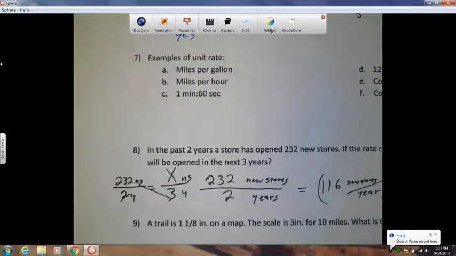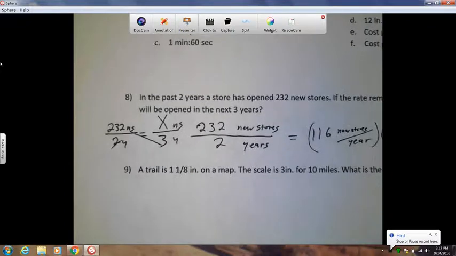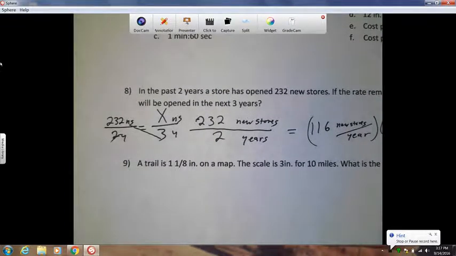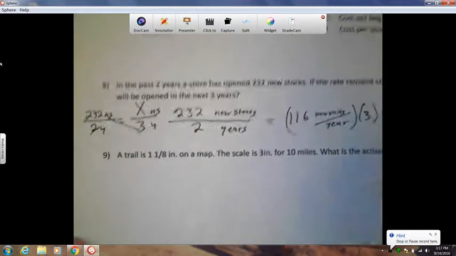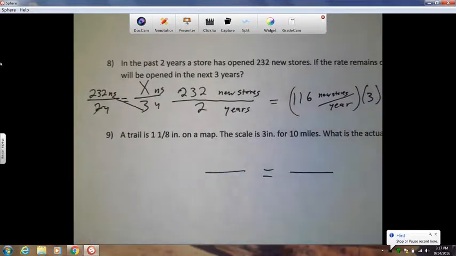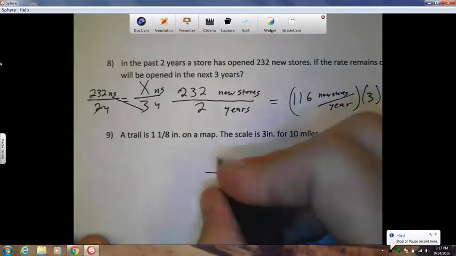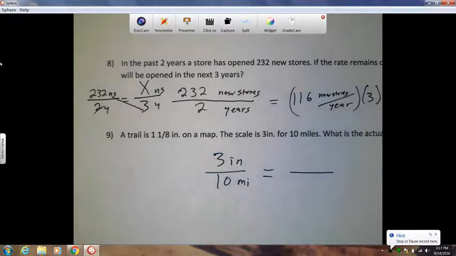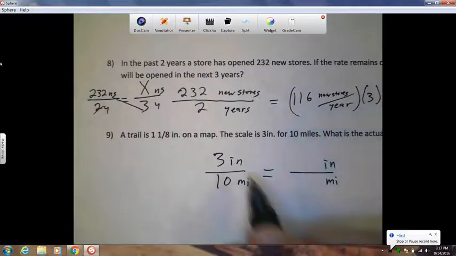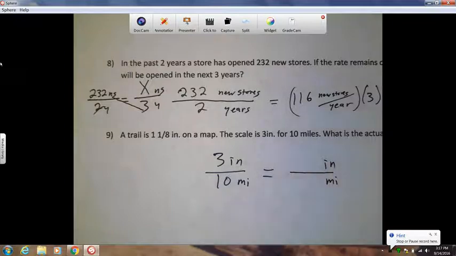And the last one. A trail is 1 1/8 of an inch on a map. The scale is 3 inches for 10 miles. What is the actual length of the trail? So remember, once again, when you set up your proportion, just make sure you have the same thing in the numerator as denominator. So it gives me the scale, which is this. Set it up where the same thing is on both sides. Numerator, numerator, denominator, denominator. 3 inches, 10 miles. So if the trail is 1 1/8 of an inch, then I need to figure out number of miles.